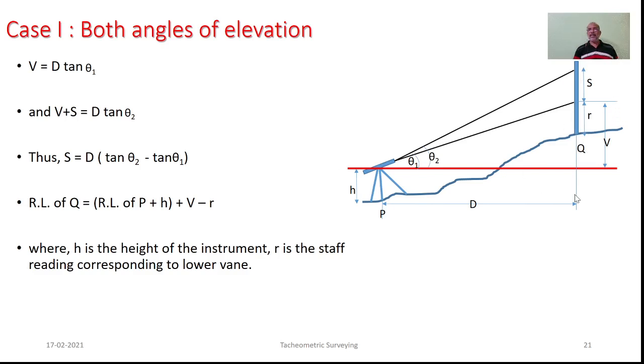Here, the sketch itself is very clear. You can determine V by D tan θ1, as well as here this S plus V will be nothing but D tan θ2. Hence, the S by tan θ2 minus tan θ1 will be nothing but horizontal distance D. In order to determine the RL of staff station Q, we can go for RL of P plus H plus V minus R.